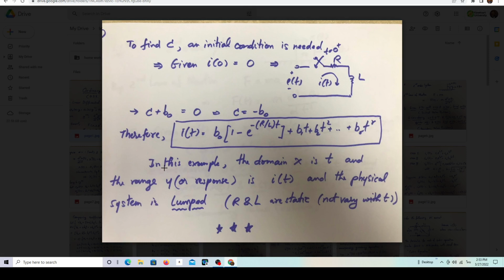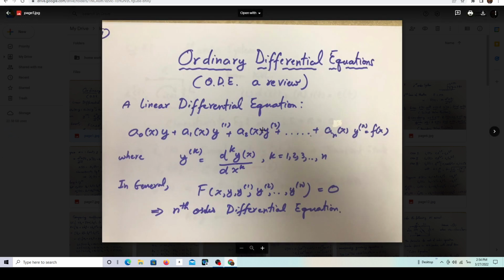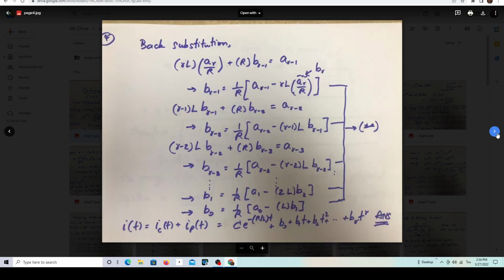It should be noted that in this example, the domain of x is t. Instead of x, we call the domain t, and the range of y, or response, is i. This is just to compare with the original notation of the ODE over here.